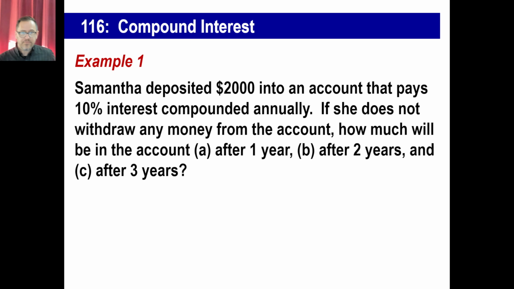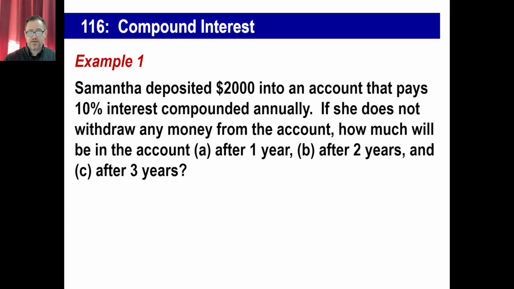First one, Samantha deposited $2,000 into an account that pays 10% interest compounded annually. That's just a fancy way of saying she's got $2,000, it pays 10% interest, and it compounds every year. She gets interest, then interest on top of that, and the amount grows a lot faster than if she were just earning 10% on the $2,000 every year.